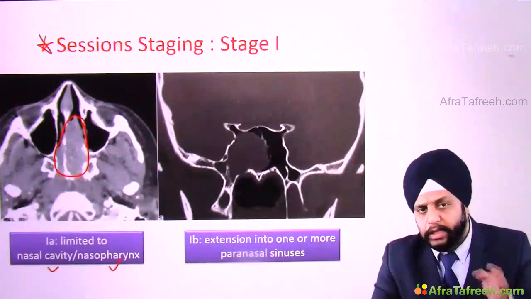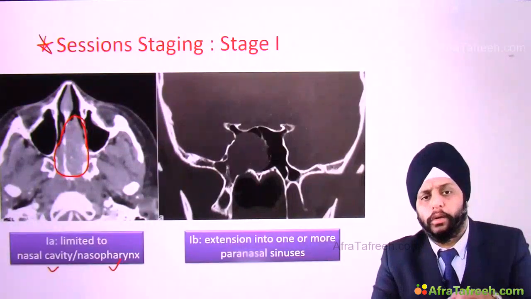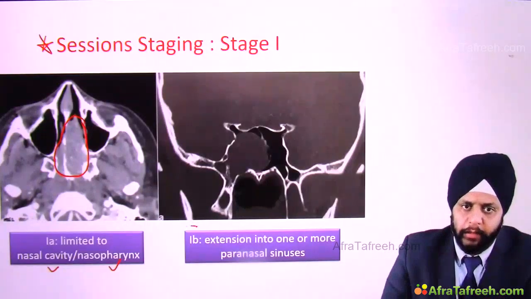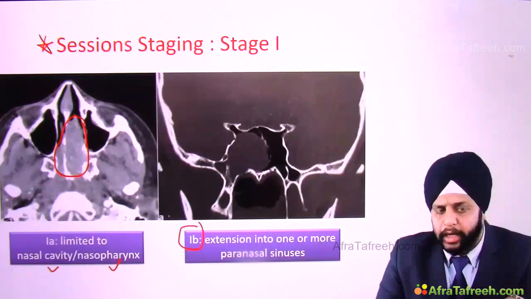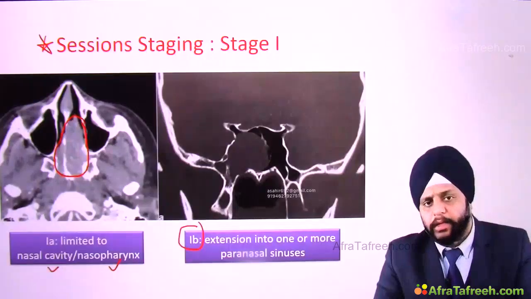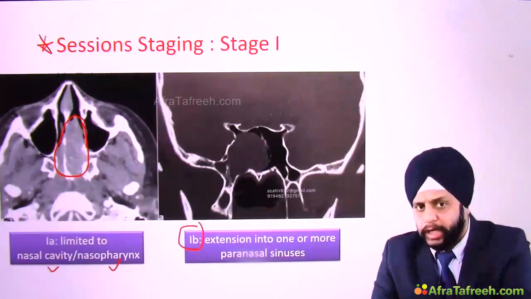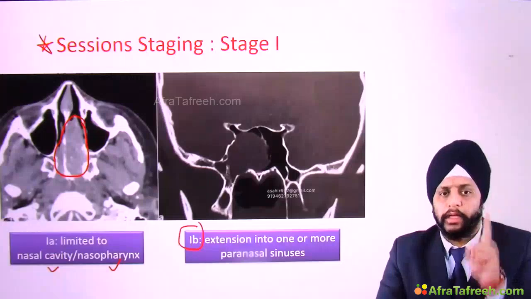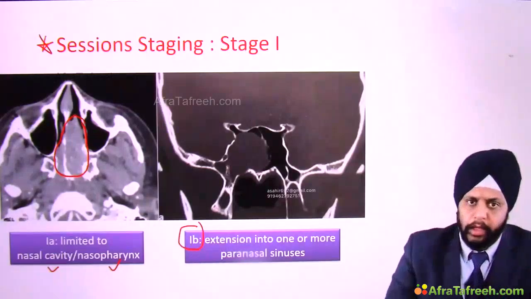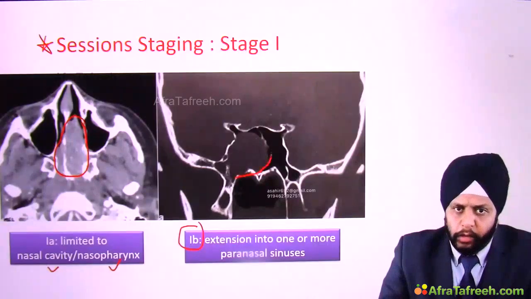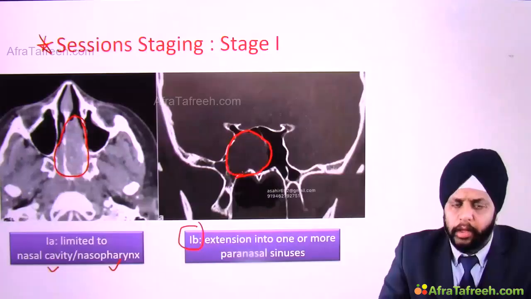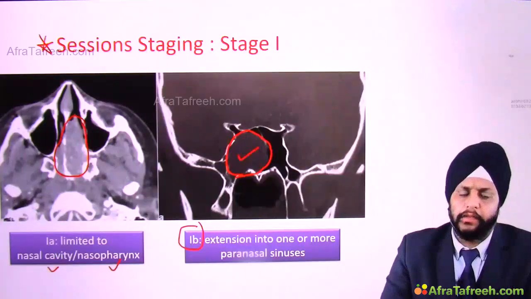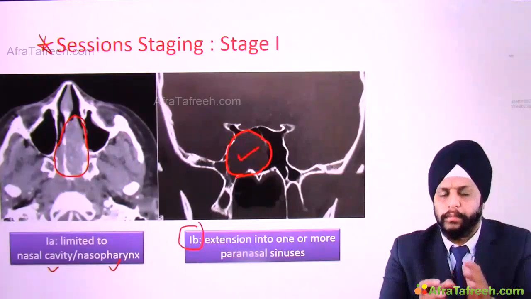Right? Okay. So that was stage 1A. Now stage 1B. It goes into one or more paranasal sinuses. Okay, that is your stage 1B. Remember the question? The question said that the JNA is in the nasopharynx with some extension into sphenoid sinus, no lateral extension. So what was the answer to the question I asked? The answer was stage 1B. Okay, look over here. This is the image. You can see that there is a JNA in the sphenoid sinus. This is exactly what was asked in the question. So this is stage 1B.